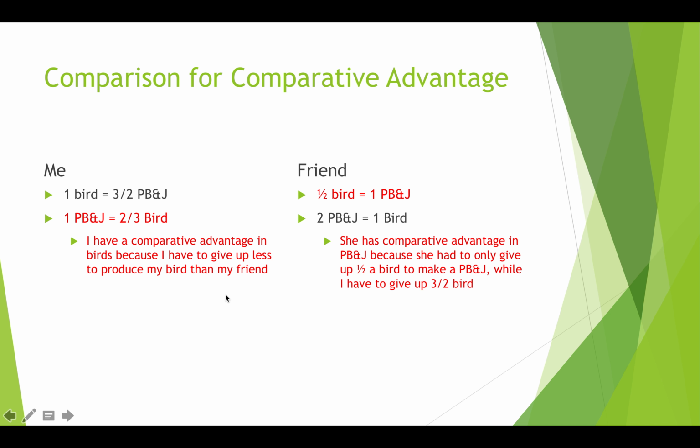I have my comparative advantage in birds because I have to give up less to produce a bird than my friend. Comparative advantage is about who has to give up the least in order to produce an item. So it works to my advantage to produce birds, because I have to give up less. My friend, on the other hand, has a comparative advantage in peanut butter and jelly. She only has to give up half a bird to make a peanut butter and jelly sandwich, while I have to give up 1.5 birds.